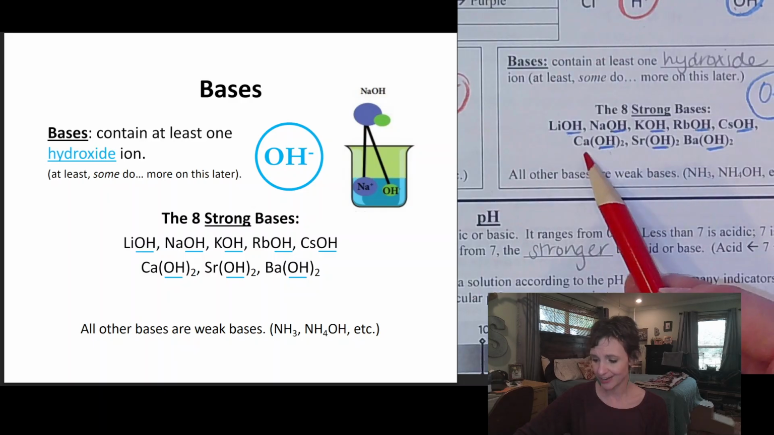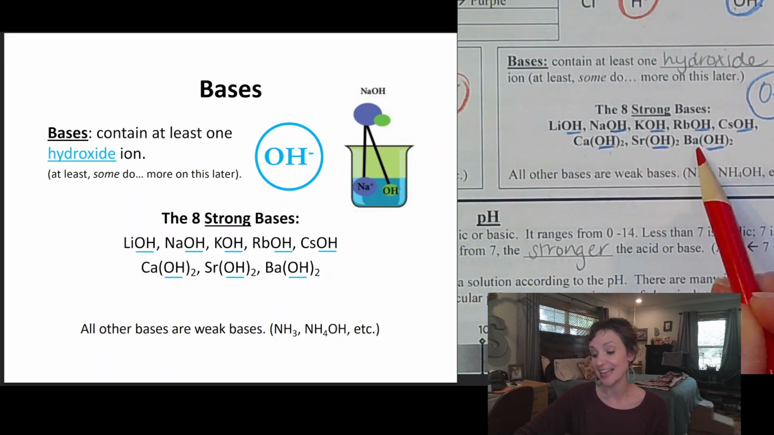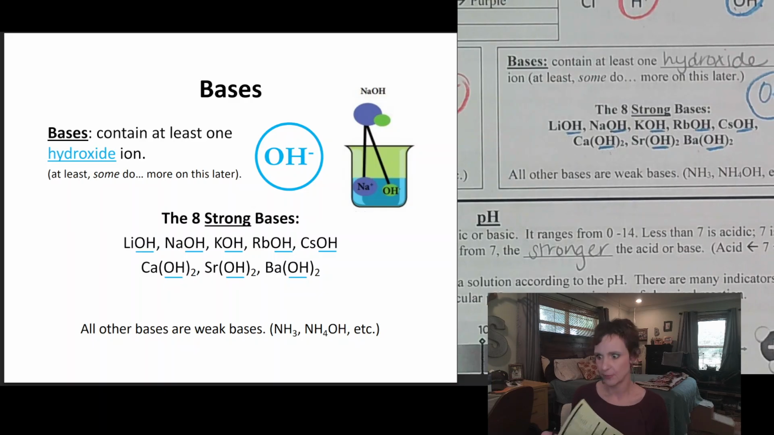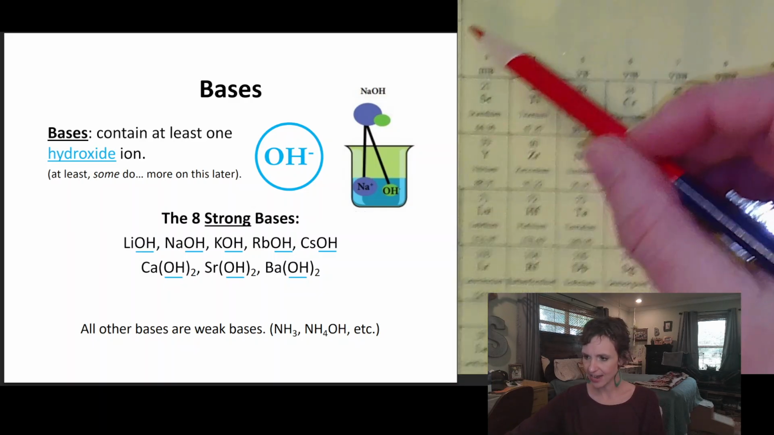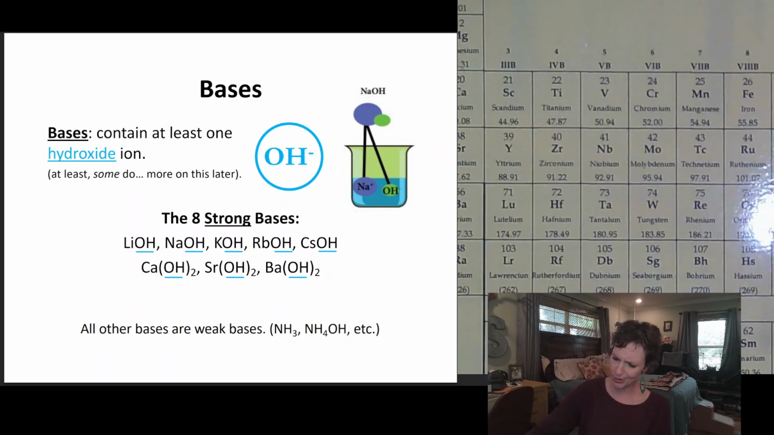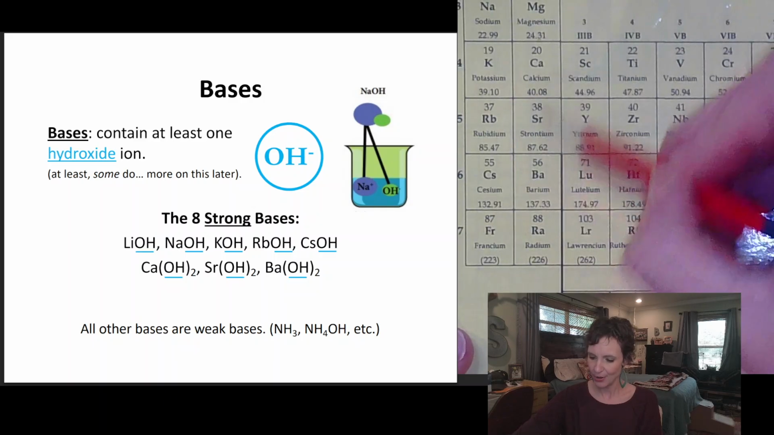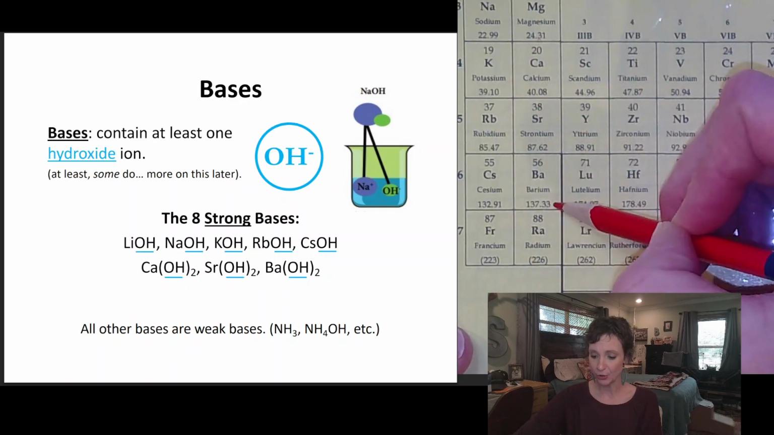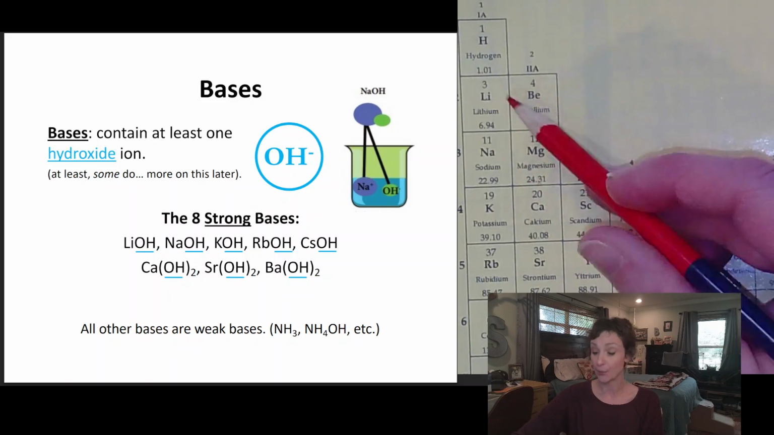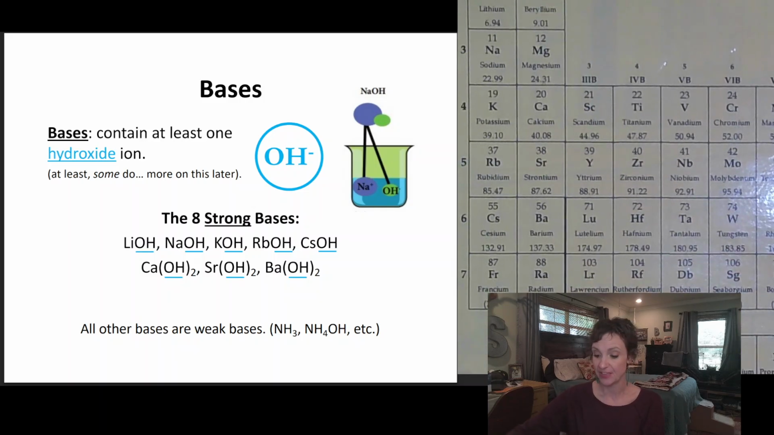There are 3 more though. The 3 more here are calcium hydroxide, strontium hydroxide, and barium hydroxide. You were like, well, what is going on here? Well, those are actually group 2. See, calcium and strontium and barium. Okay, they're only the 3 right here in group 2, which means magnesium and beryllium are actually not going to be strong bases with hydroxide.